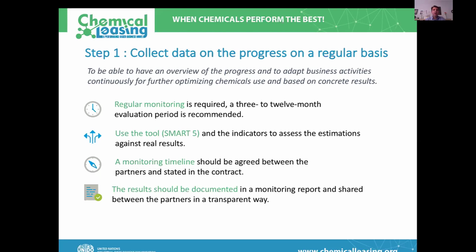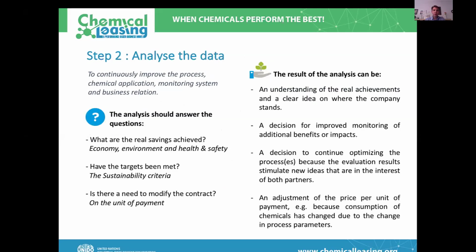So you are going to use more or less the same data, and if you are collecting those data, we recommend using the Smart 5 tool, which is a very simple, straightforward Excel table in which you can enter those data, and you will calculate the indicators. And you will see now whether you have achieved the indicators and targets that you set before or not. Then, as I said, this timeline should be agreed in the contract, and the results should be documented, and we encourage you to use the Smart 5 tool.